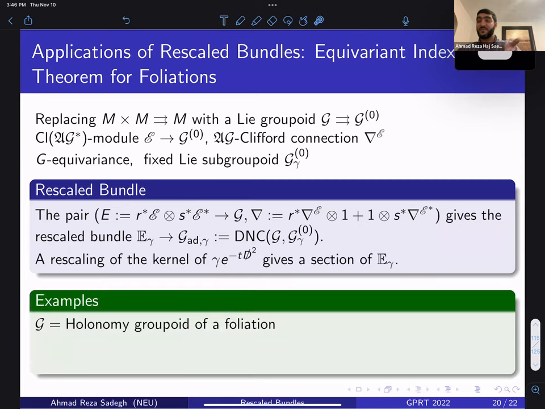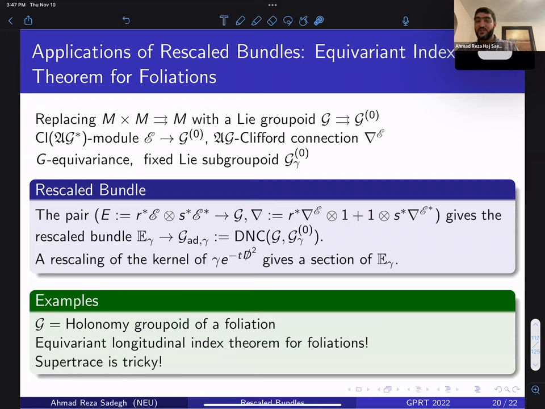And examples, obviously, I know a lot, this is a very niche, very specific type of example: you can start with a holonomic groupoid of foliations, and you just recover the equivariant version of a longitudinal index theorem for foliations by Connes and Moscovici. So that was the power of this method that we implemented.